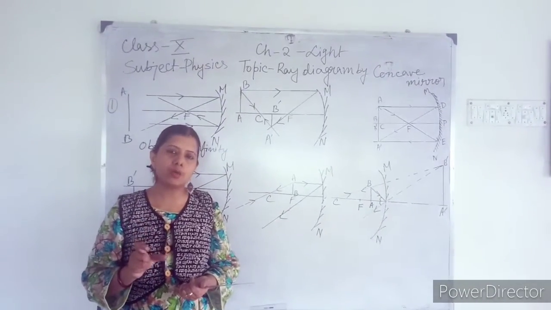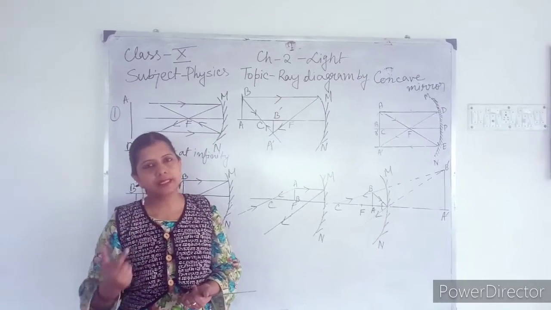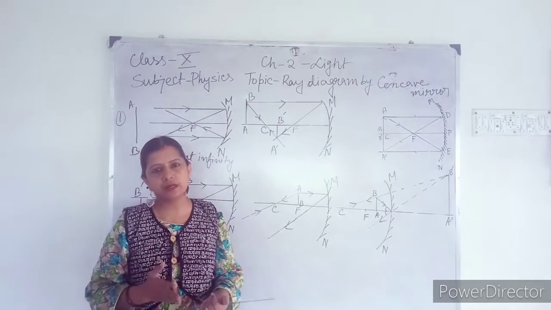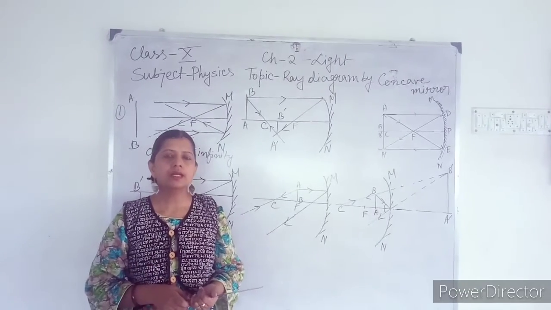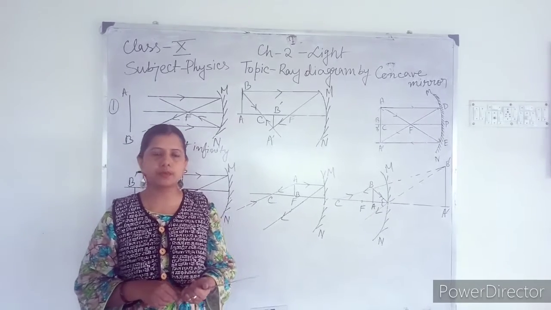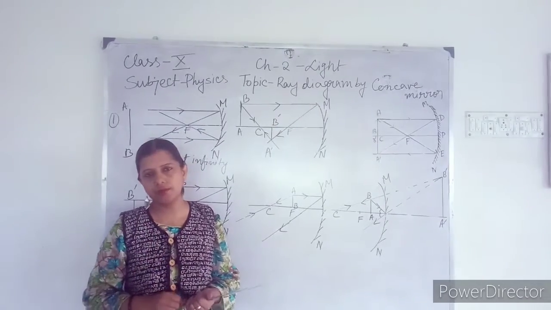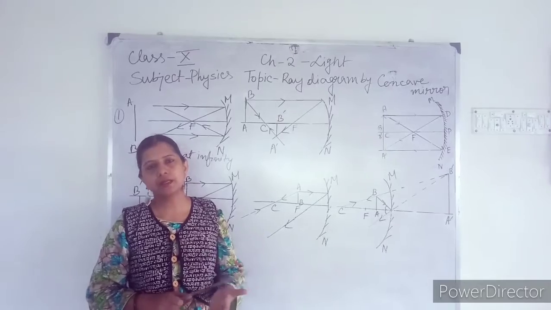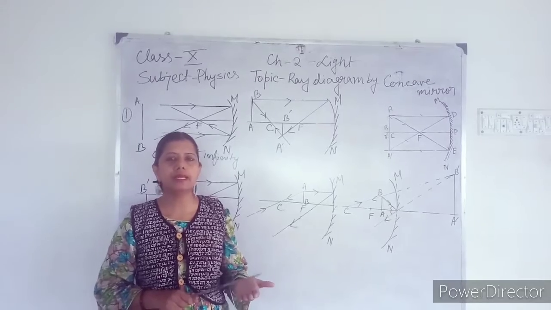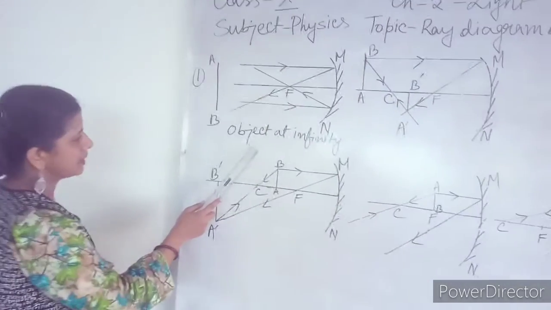Suppose the position of an object is at infinity. So where will the image form? What will be the nature of the image? What will be the size of the image? Whether it will be inverted or erect, all these things will come, that you have to remember. There is a chart in the NCERT book where the position of object, position of image, nature of image and size of image are written. Everything is given there. But you have to understand how to draw the ray diagram and how the position of image and object can be determined. So this is my first diagram.